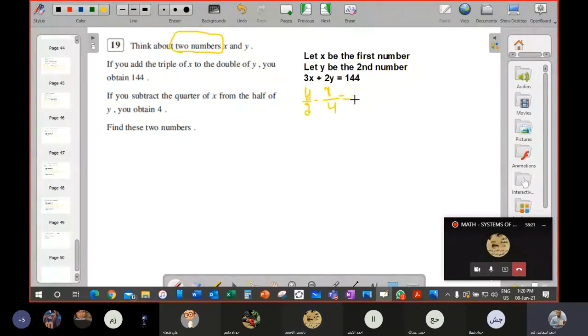You obtain how much? 4. Pay attention to the second sentence. If you subtract the quarter of x, which is x over 4, from the half of y, first we put half of y, which is y over 2, minus x over 4, and we obtain 4. This is the system: equation 1 and equation 2.